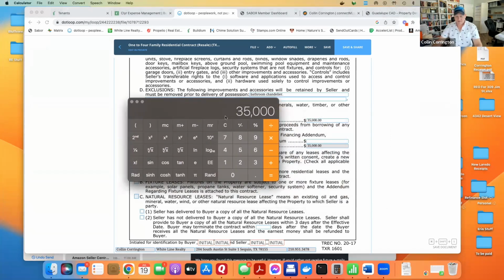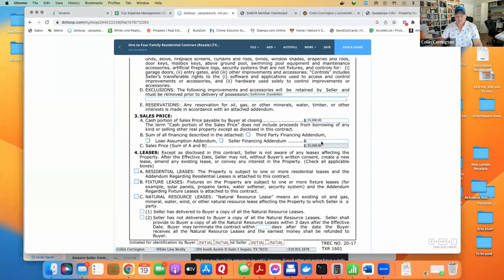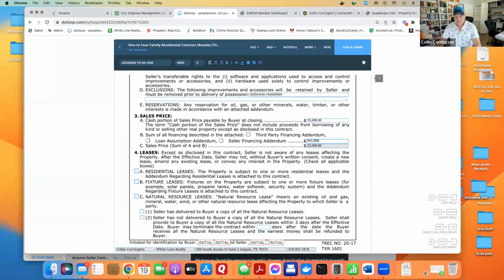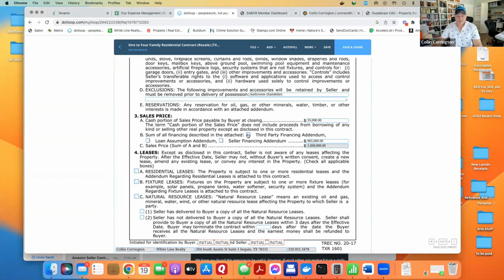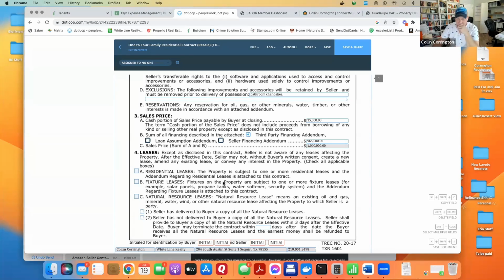Now the way that I do this is I know that my down payment is 3.5%, but I'm offering $1 million. So I'm going to subtract $35,000 from $1 million, which means $965,000 is what I'm going to be financing through a third-party financing addendum. Okay, so I'm buying this on an FHA loan, which this will never go FHA, but who cares? $35,000 is what I'm putting down, and I'm financing the rest.